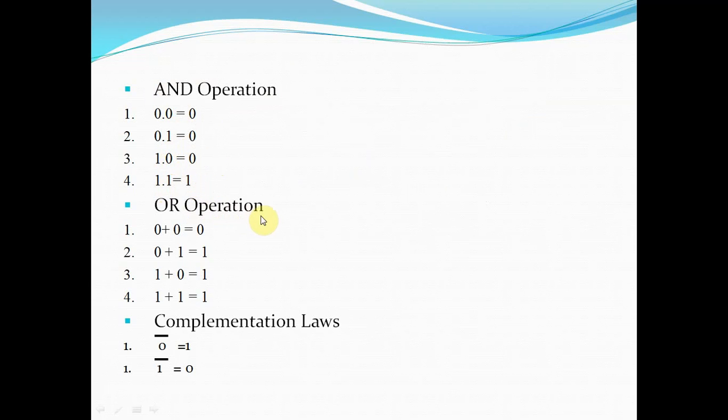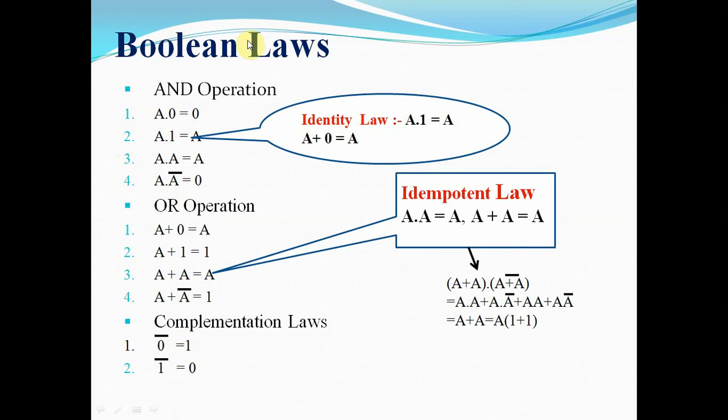The other axioms are the OR axioms, or you can say OR operations. 0 plus 0 is 0. 0 plus 1 becomes 1. 1 plus 0 is 1. 1 plus 1 becomes 1. And the last one is the complementation law, or complementation axioms. The complement of 0 becomes 1 and the complement of 1 becomes 0. These axioms are very useful to find out different properties of Boolean expressions as well as the laws of Boolean algebra.